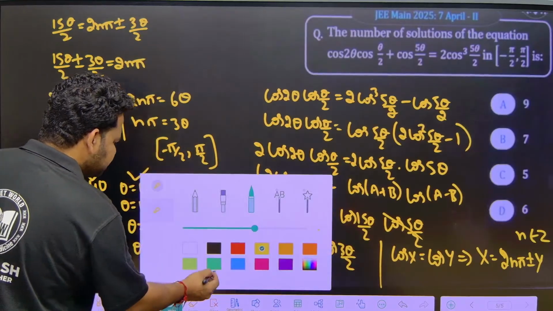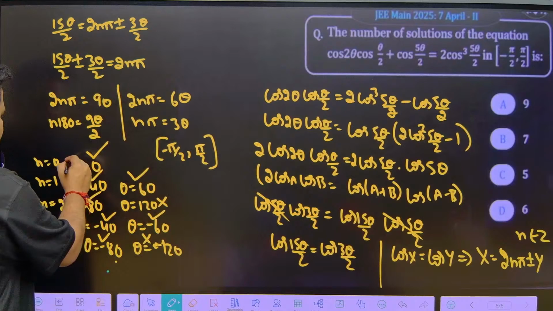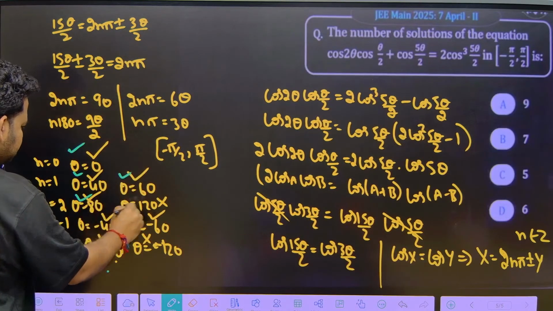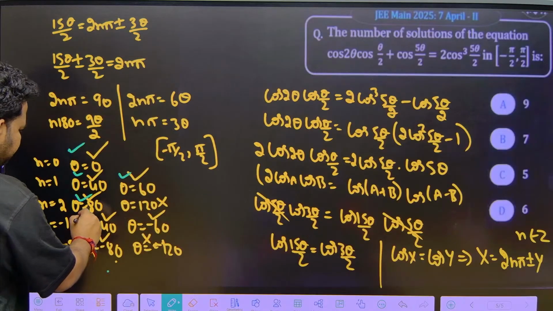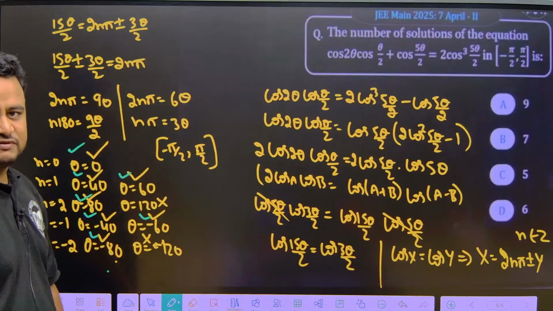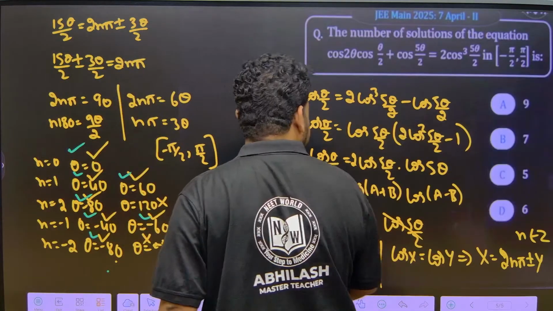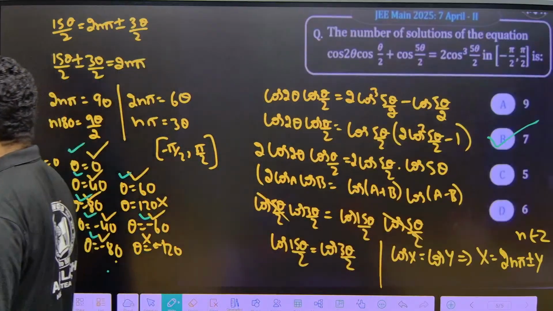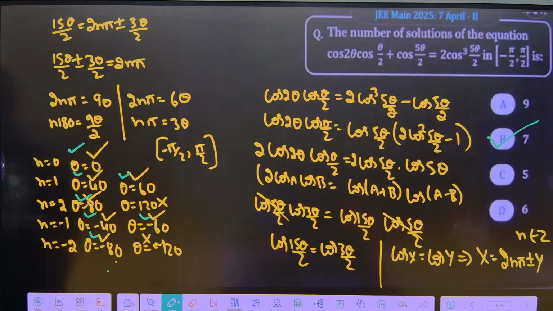So how many values did we get satisfying our equation? This is 1, 2, 3, 4, this I cannot take, 5, 6, 7, this I cannot take. So the number of solutions of this equation is what, friends? The number of solutions of this equation is option B, 7. Okay. Option B, 7 is the right answer to this question, friends.